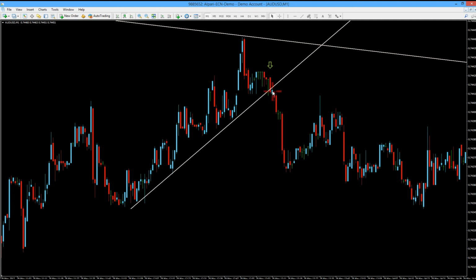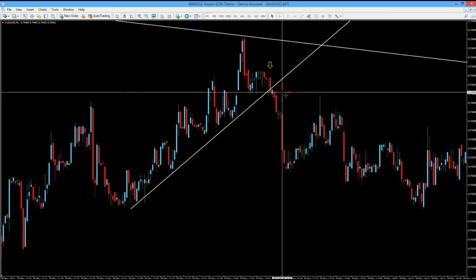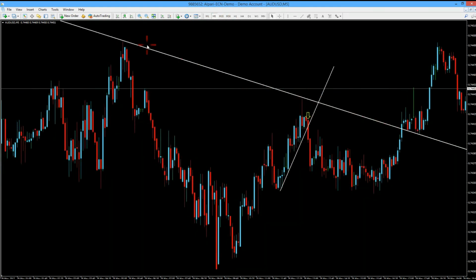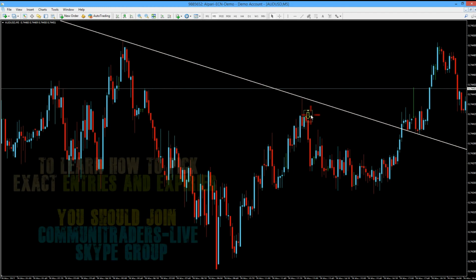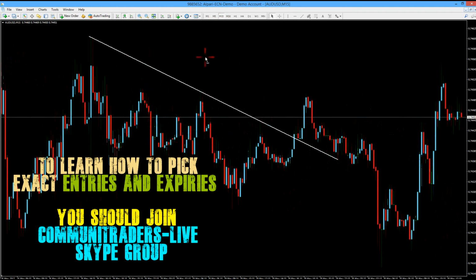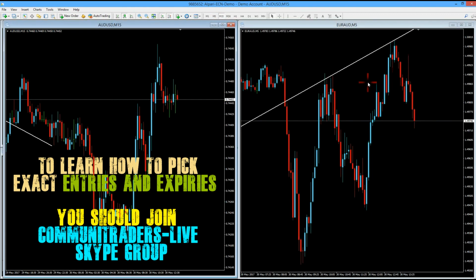I think my entry was after this candle closed and this one opened lower here. You can see it opened exactly here, lower than before and below the trend line, just like before. So again, we use the same expiry as before. These are things that take time to master.